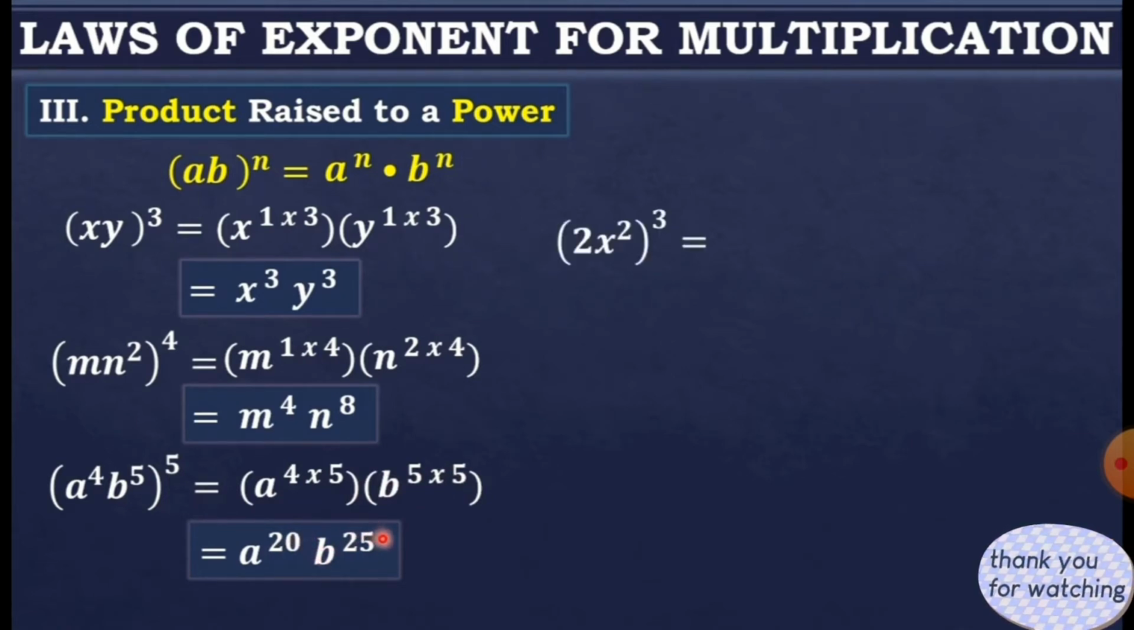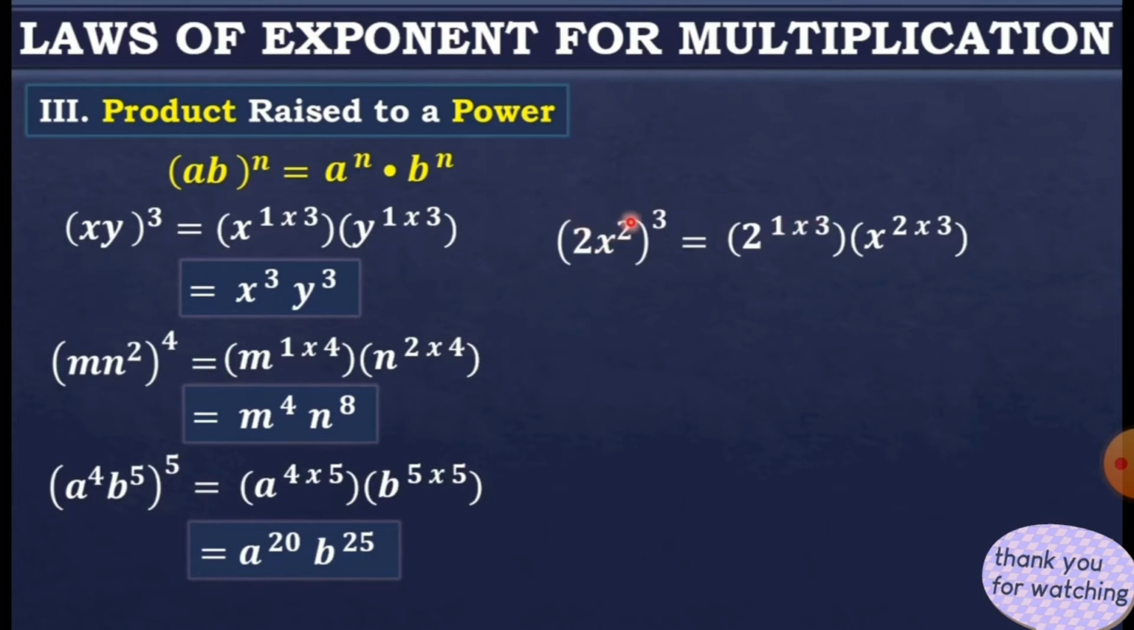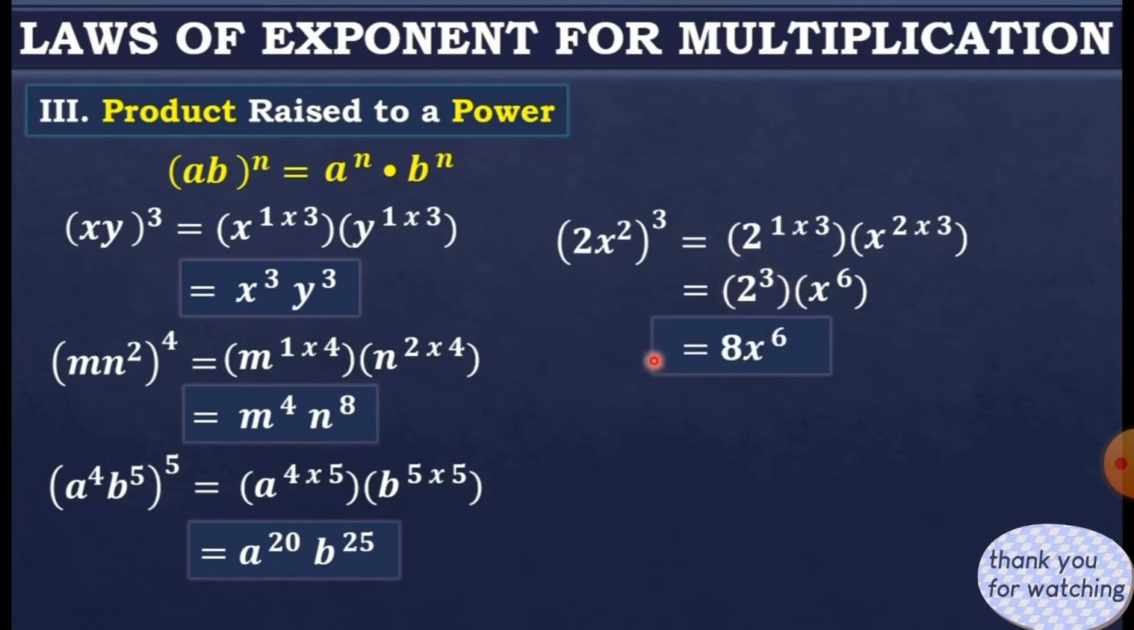Okay? Next, 2x squared cubed. Again, we have to distribute yung exponent na 3 ni 2 at ni x squared. So this time, 2, understood, merong exponent yan na 1. So we just 1 times 3. Si x squared, so that's x, 2 times 3. So kaya, magiging 2 cubed times x to the 6th power. Okay? Then we have to simplify. So again, 2 is multiplied 3 times, so magiging 8. And then x to the 6th power. So that's the final answer.